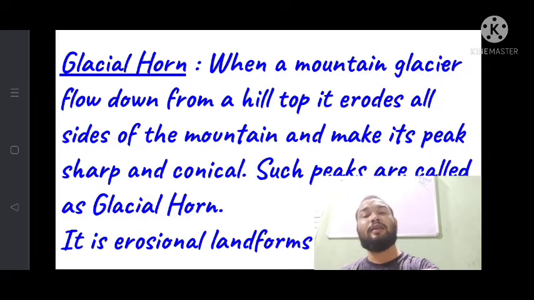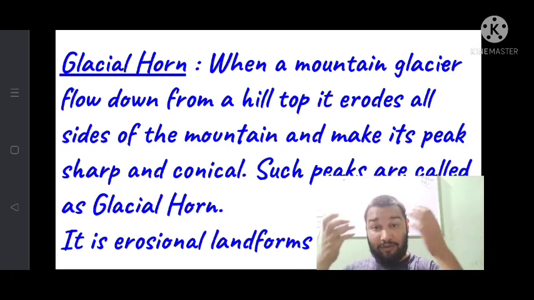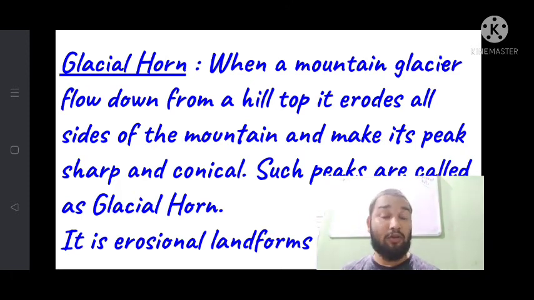Next, you see, it is one type of erosional landform, glacial horn. Horn means like you have seen the horn of the cow, horn of the buffalo. It is the same like that. So it is glacial horn. Horn means it is a hill peak. The peak of the hill is shaped like a horn. So it is called glacial horn in the glacier area.